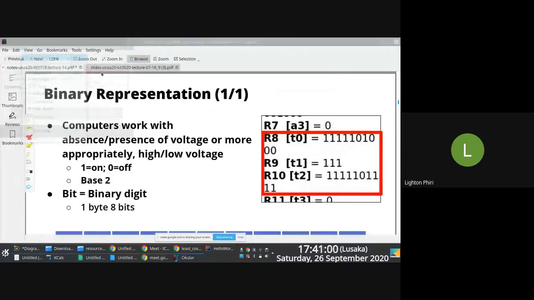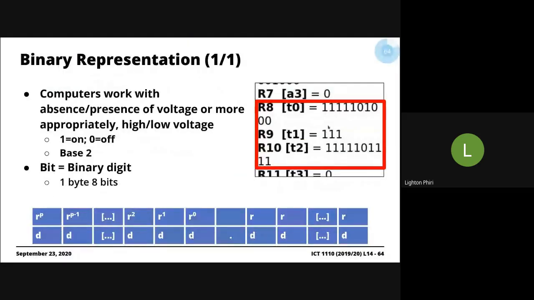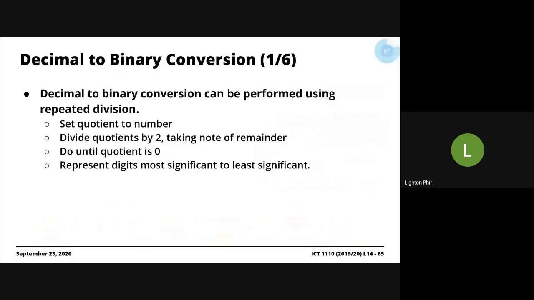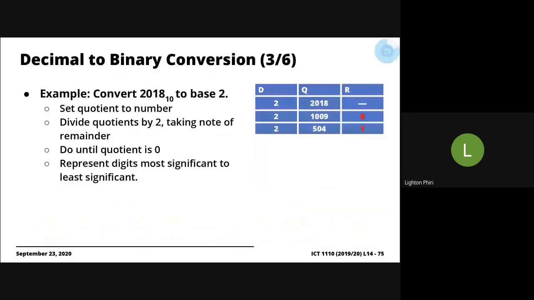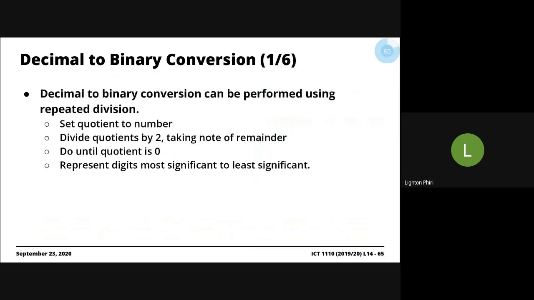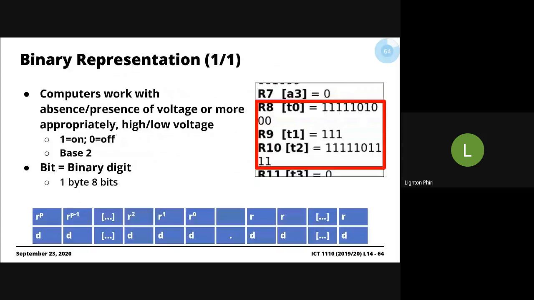I don't know if this is making sense. Looking at the time, I don't want to cut this short, so I'm going to leave the binary part for tomorrow. But for the few minutes that remain, I wanted to find out if there is anything you want me to clarify in terms of the conversion from hex to decimal, decimal to hex.